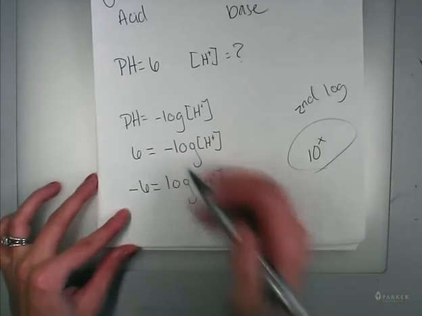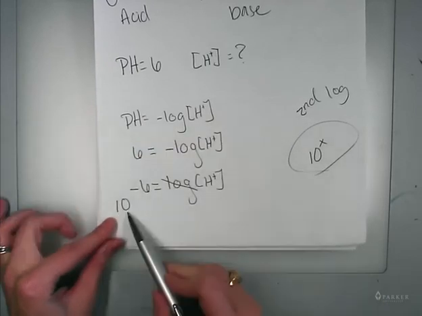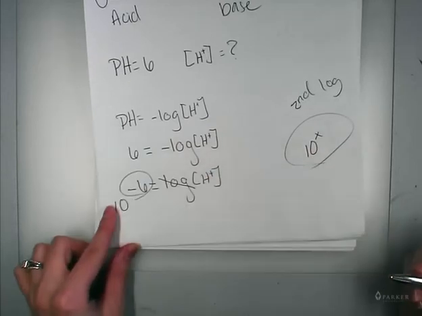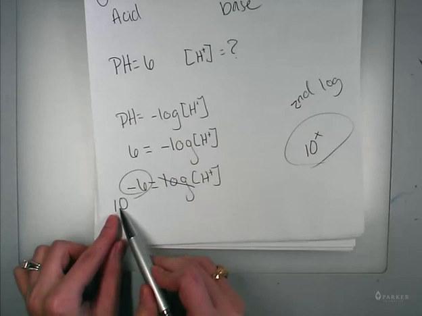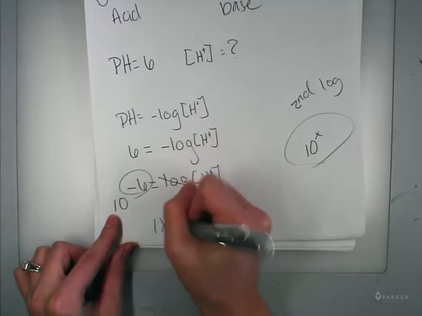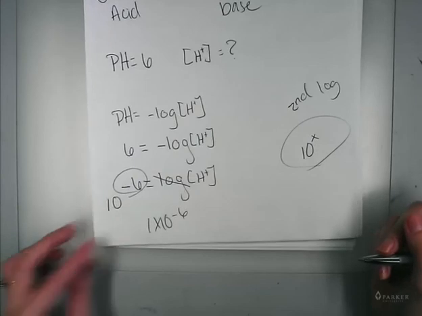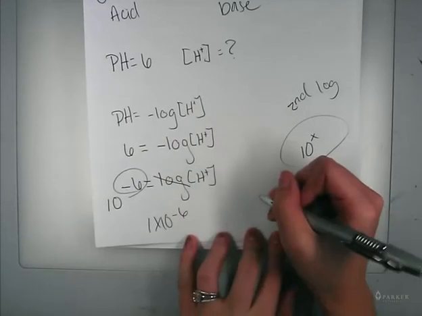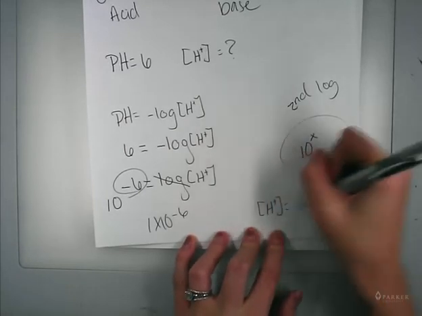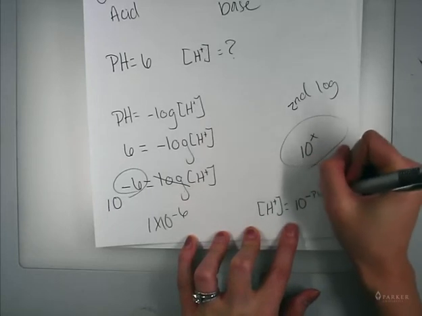So I'm going to bring this over. If I press that button, it gets rid of log, and over here you get 10. Do you see how it's 10 to the x? X is that number right there. So you have 10, in this case, to the negative 6, which ends up being 1 times 10 to the negative 6. So if you're trying to find H plus, if you simplify this formula, it's really H plus equals 10 to the minus pH.